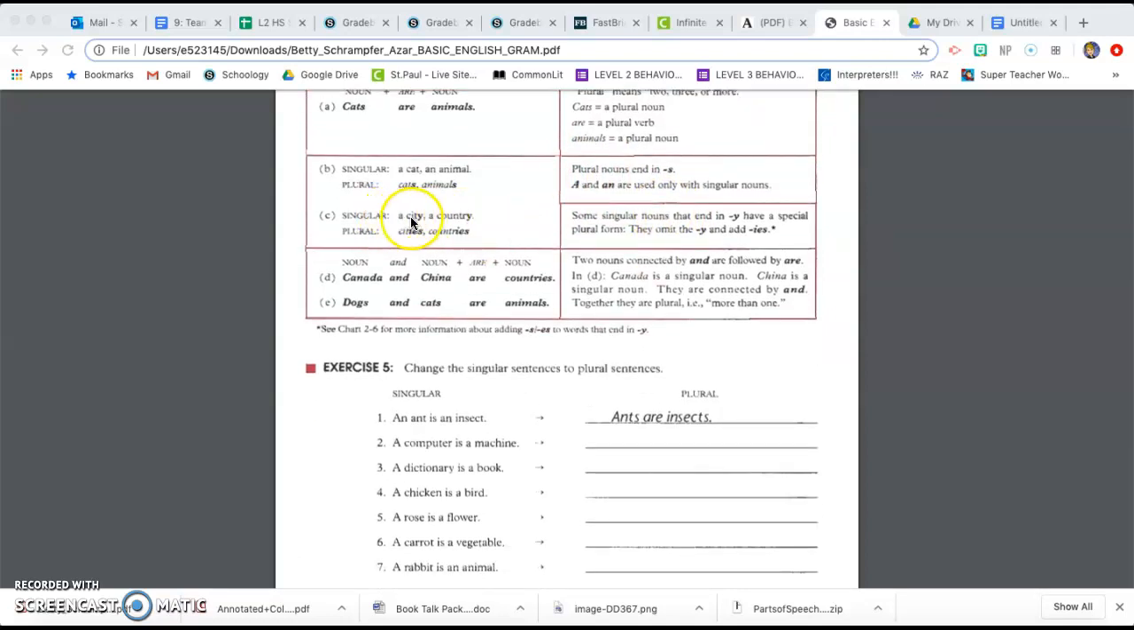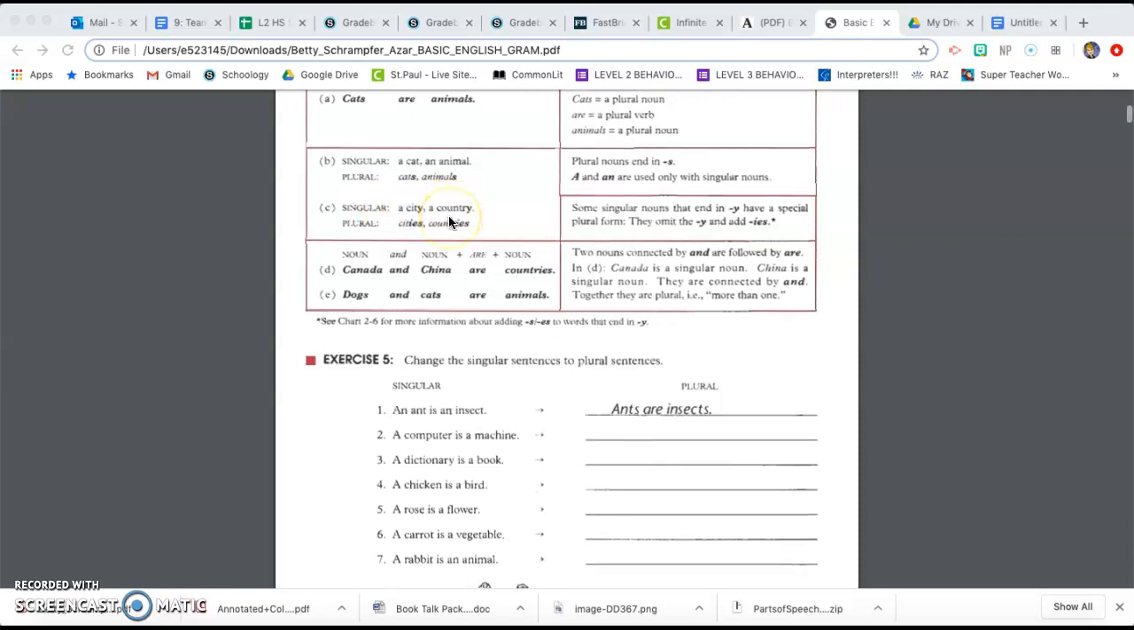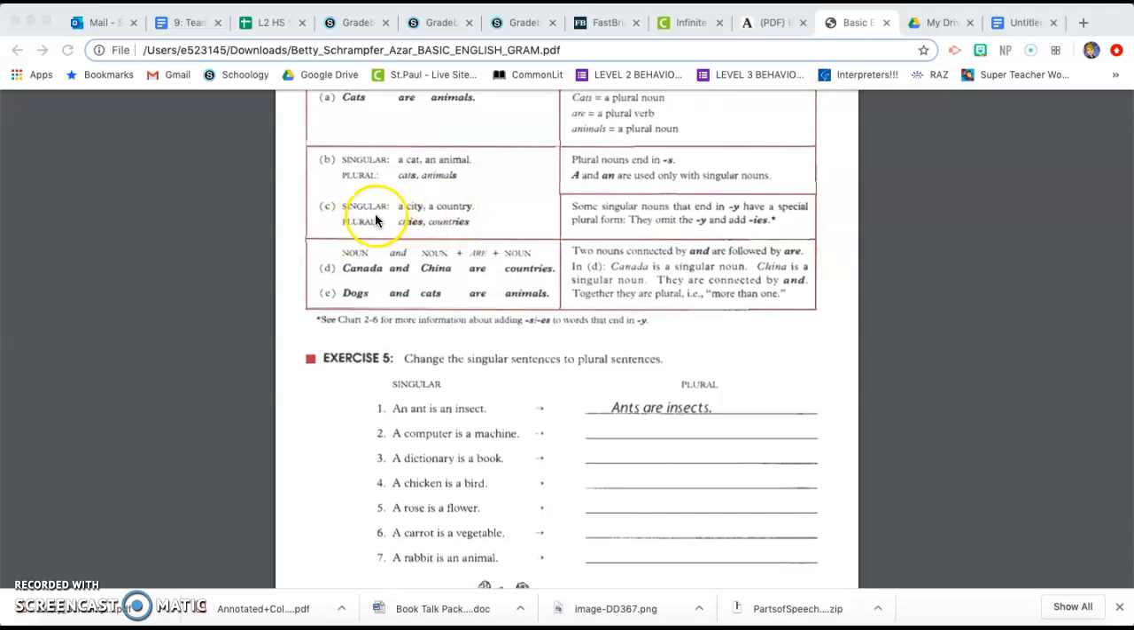A singular noun is city or country, but in English, a plural noun would be cities or countries. But notice something. These end in the letter Y. To make them plural in English, we take off the Y and we add a special form. We change the letter Y and we add IES to make it plural.